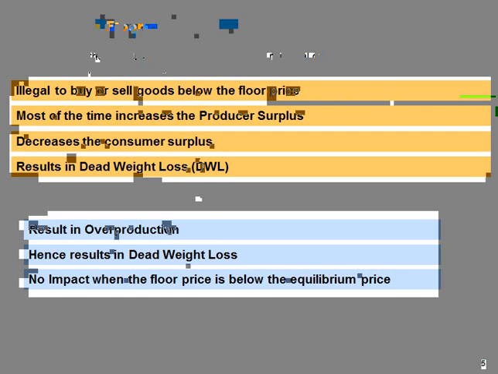Okay, so that is a price ceiling computation of deadweight loss. So we have seen this impact. Okay, let us see the next item, which is the price floor.